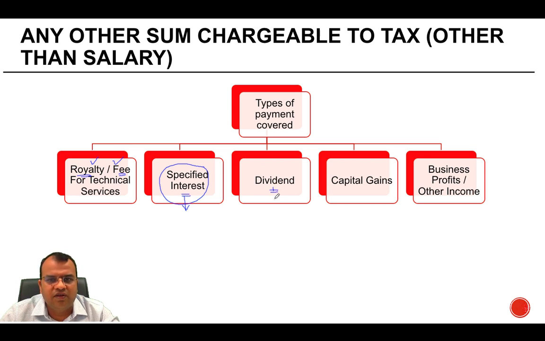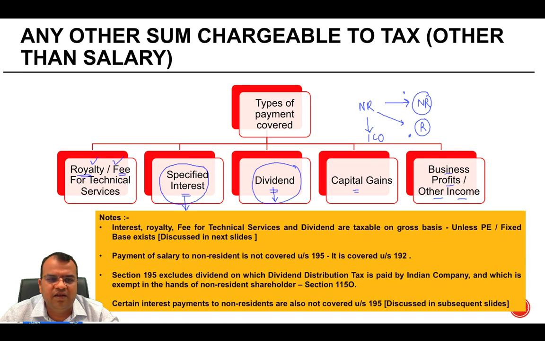Dividend, of course, if the dividend is exempt from tax in India, then there is no relevance of this particular section. Capital gains, if a non-resident who owns shares in an Indian company sells such shares to another non-resident or maybe even a resident, right? The buyer has to withhold tax. Business profits or other income of the non-resident. So these are some of the illustrative payments. There could be others also, but these are some of the payments which could be chargeable to tax in India.